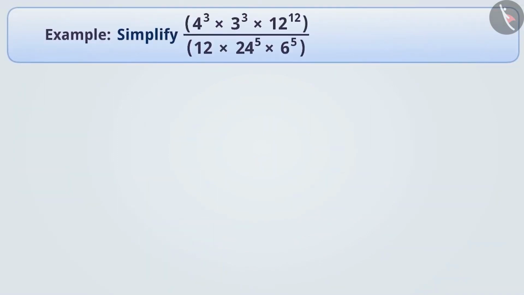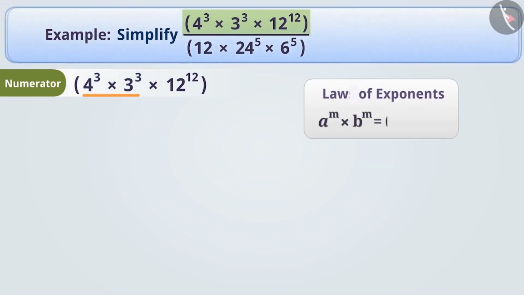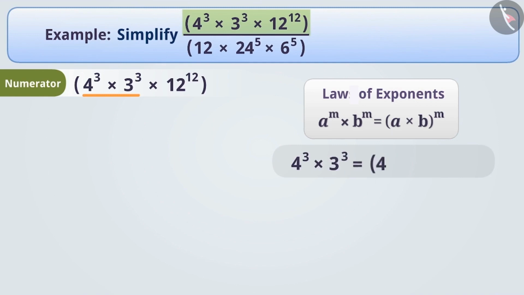Let's solve it. First, we will solve the numerator. Looking at the numerator, we understand that in 4 cube into 3 cube, the exponents are the same in both the numbers. So here, we will use the law a to the power of m into b to the power of m is equal to a into b to the power of m. According to this law, we can write 4 cube into 3 cube as 4 into 3 the whole cube, which is equal to 12 cube.